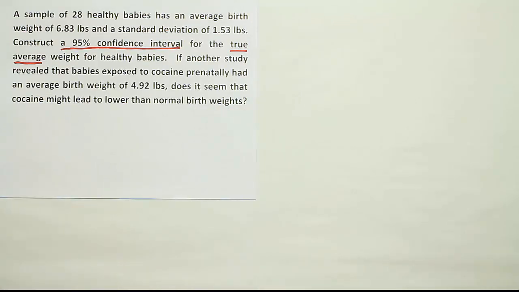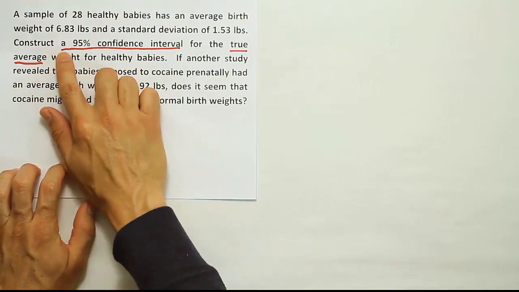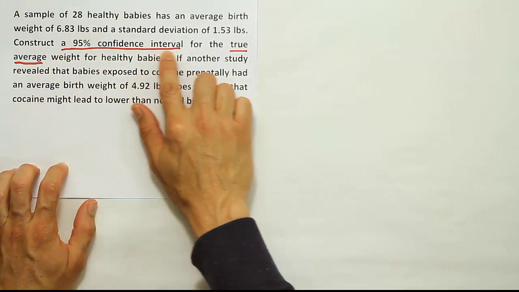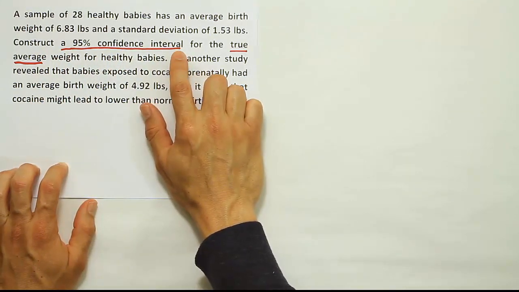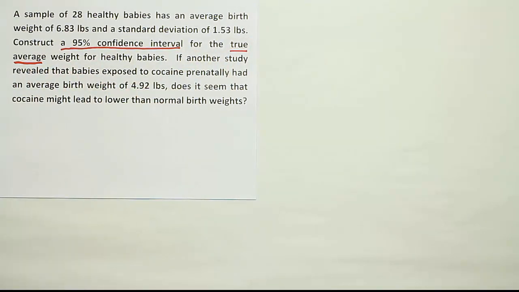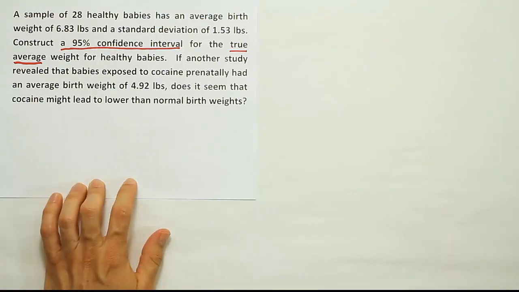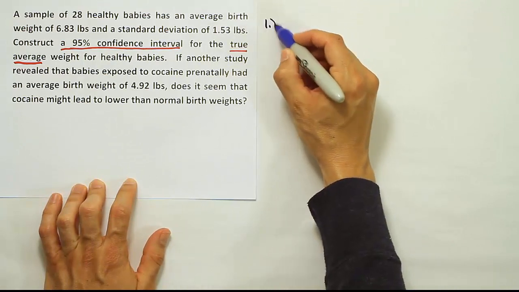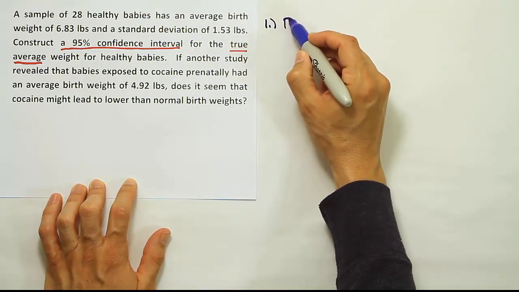Okay, so I've underlined the key phrases here, important in the problem. The first thing we want to notice is that it says construct a 95% confidence interval. So we know it's a confidence interval, and we also know that it's for the true average weight. So it's a confidence interval to estimate the mean. Whenever we see that, we know we have 4 steps to do the problem. The first step is going to be to list all the data. So step 1, we'll say record the data.